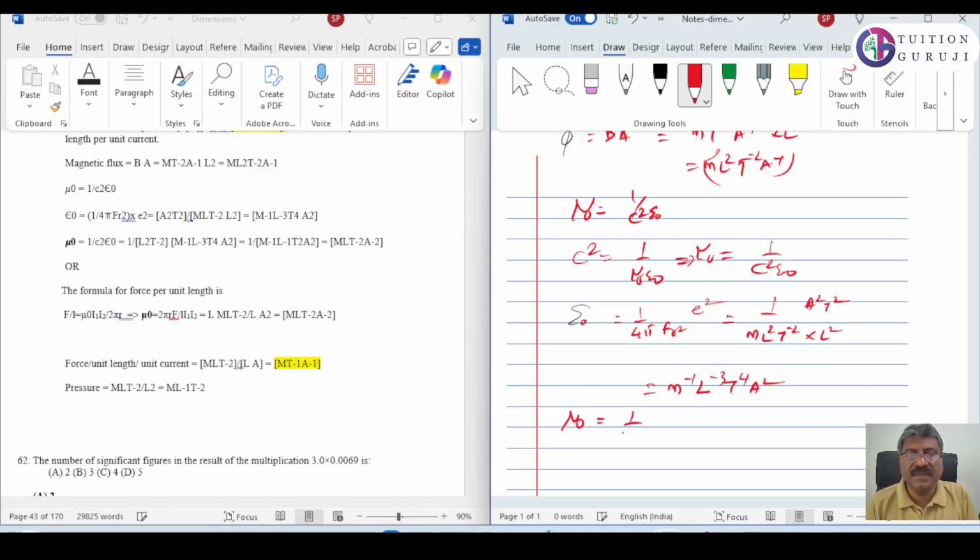Now mu0 is equal to 1 by C square epsilon 0. C square is nothing but the velocity of light squared, so L T raised to minus 1, distance by time, the whole square, times epsilon 0, which we got as M raised to minus 1, L raised to minus 3, T raised to 4, A square. So we will get mu0 is equal to M L T raised to minus 2, A raised to minus 2.